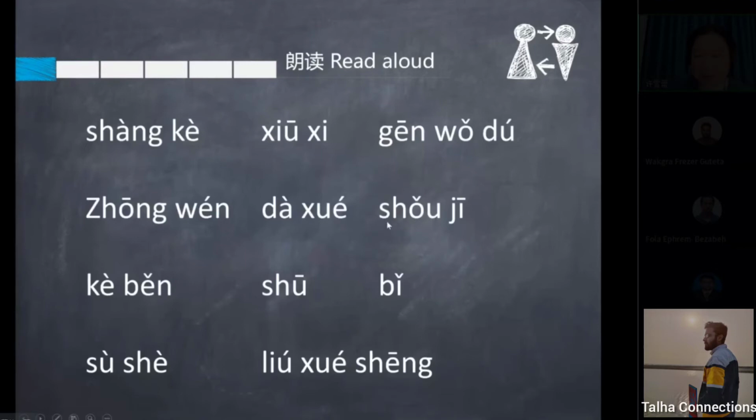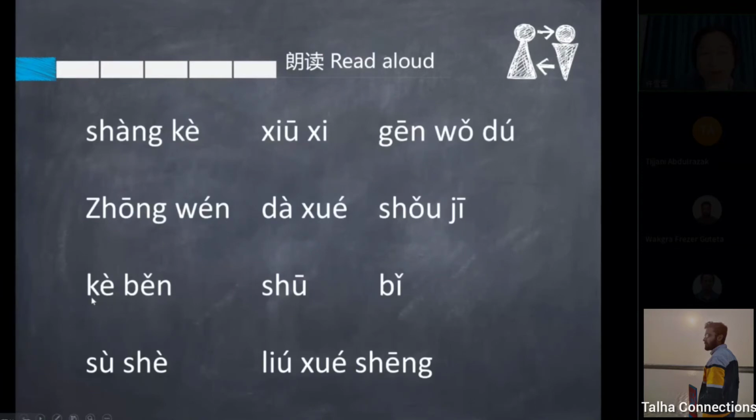Now let's try the next one. 手机 is cell phone, mobile phones. Student: Prof, does that mean telephone? Yeah, telephone, cell phone, or mobile phones. 手机.